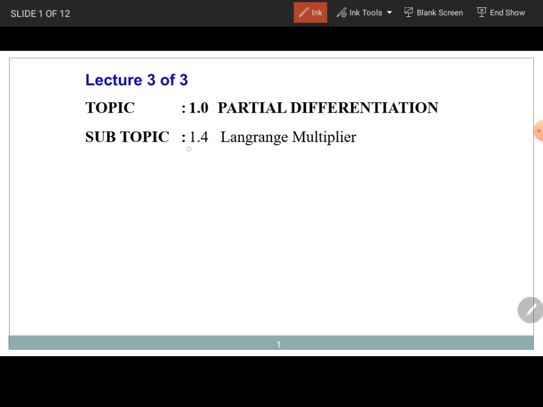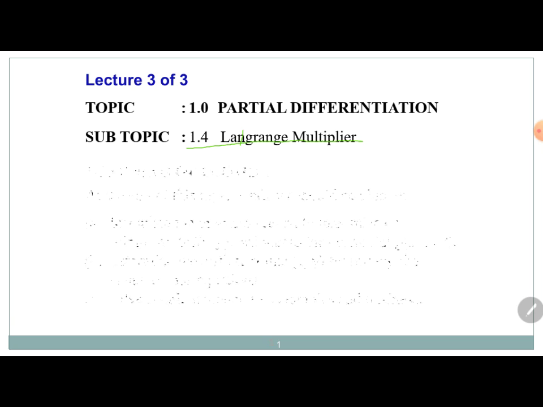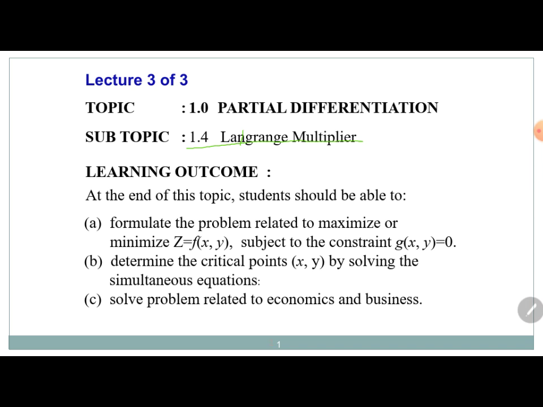So we are going to focus on 1.4, which is the Lagrange multiplier. What is the focus of this lecture? At the end of this lesson, students should be able to formulate the problem related to maximize or minimize z as usual, subject to the constraint g(x,y) equal to 0. So here we have an additional constraint to the function. The second one is to determine the critical points (x,y) by solving the simultaneous equations as usual. And lastly, solve problems related to economics and business, as an accounting student.